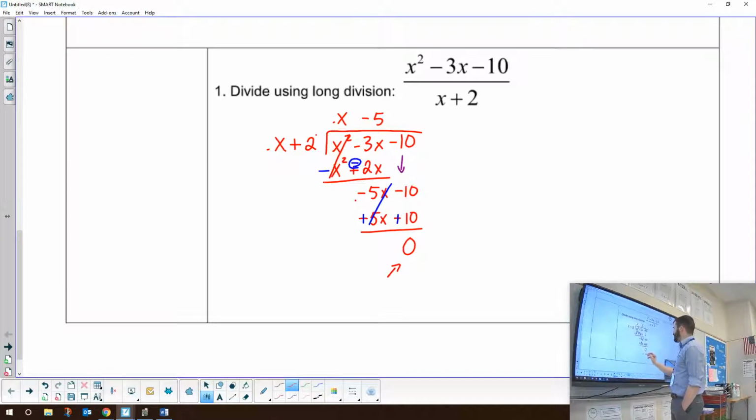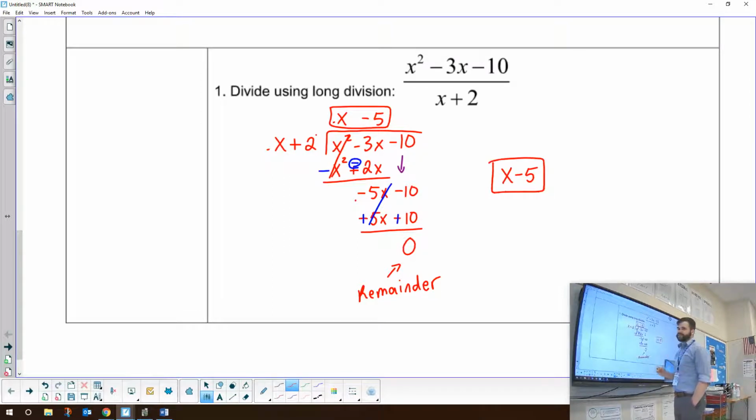So I have a remainder of 0. So my answer is what's on the top here. My answer is going to be x minus 5 and no remainder. We'll talk about what happens with the remainder coming up.